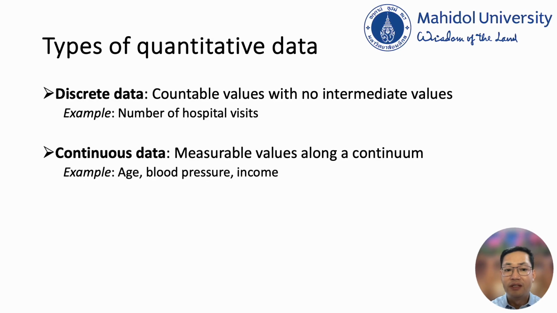Quantitative data comes in two main types, discrete and continuous. Discrete data refers to countable values with no in-between values, for example, the number of hospital visits. Continuous data, on the other hand, includes values that can fall everywhere along a continuum, such as age, blood pressure, or income. Recognizing these types helps determine how data should be collected and analyzed.